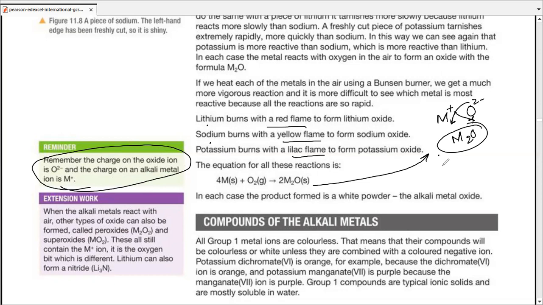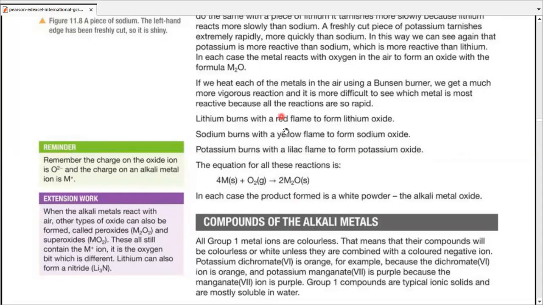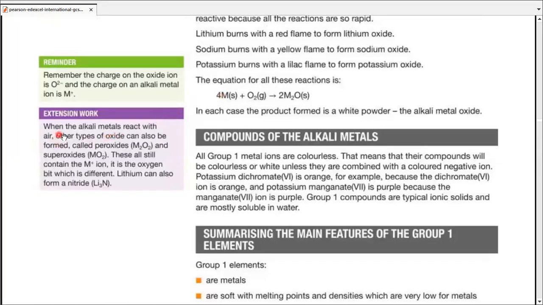Now, there is one more thing we need to understand over here, and that's an extension work. When the alkali metals react with air, other types of oxides can also form. We may call them peroxides, the formula for which is M2O2, or superoxides, the formula for which is MO2. These all still contain the M+ ion. It is the oxygen part which is a little bit different.